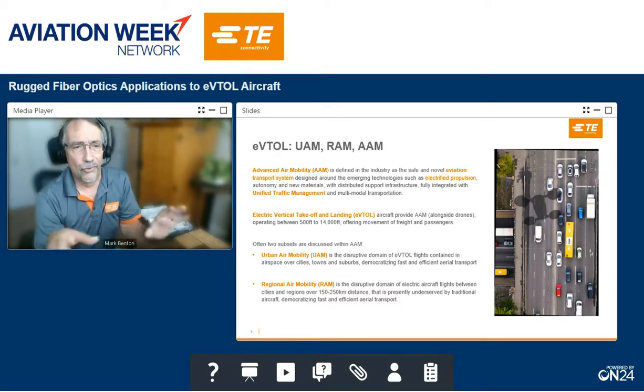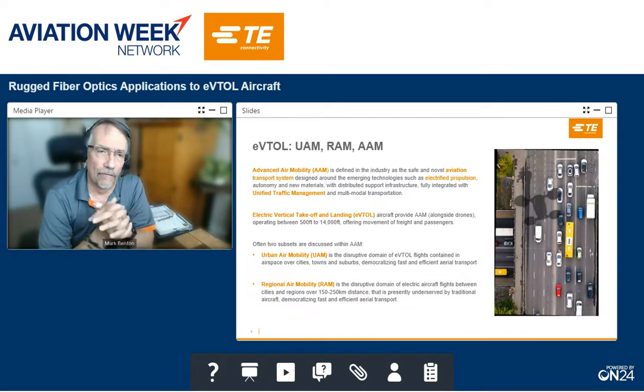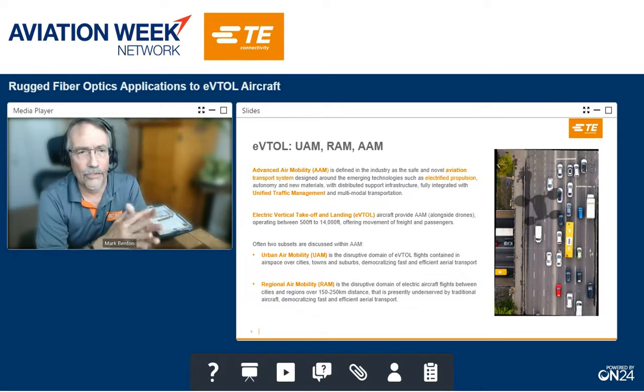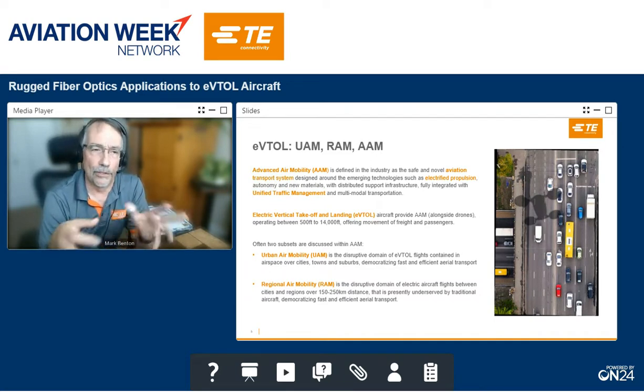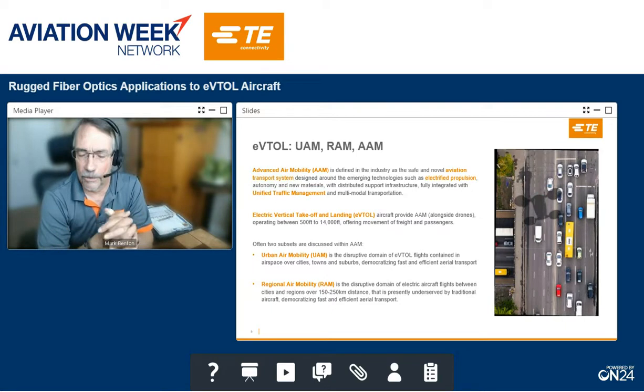And there's two kinds of ranges or areas that are often talked about within AAM. That's the urban air mobility market. That's your disruptive air taxi within urban areas, between towns and suburbs, and that type of application where it's readily available for people to take, much like you take Uber or taxis today.